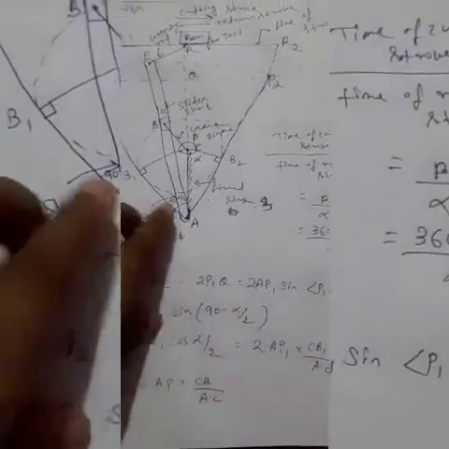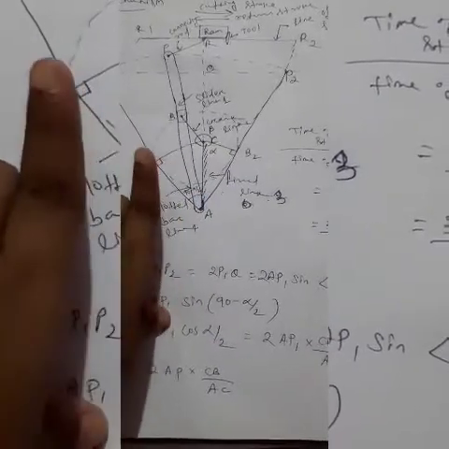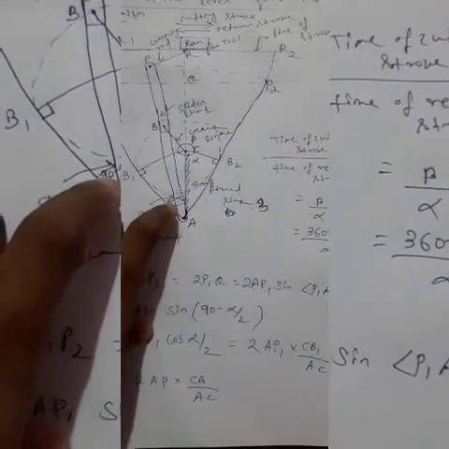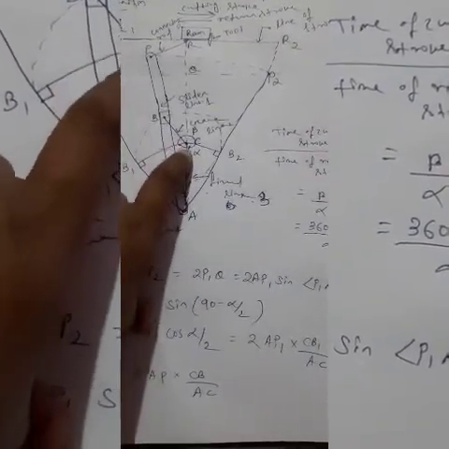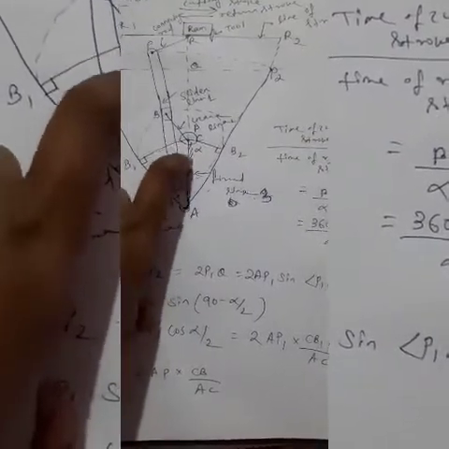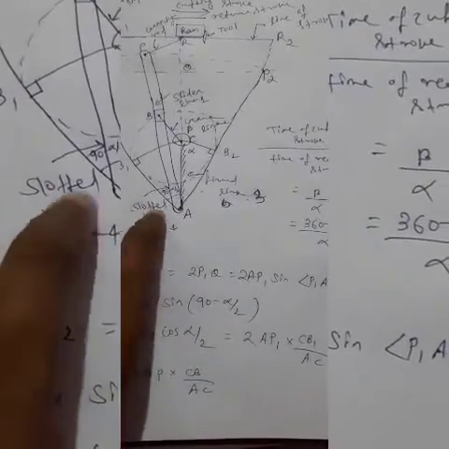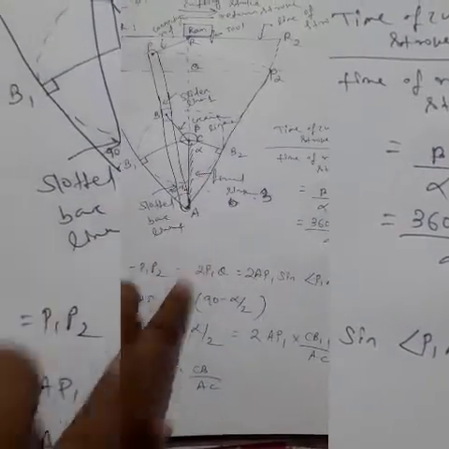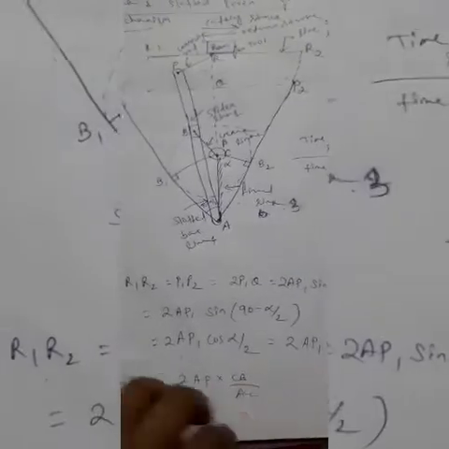Now cos alpha by 2: if we consider this triangle, cos is base by hypotenuse. This angle is alpha by 2, so this is the base, and cos alpha by 2 is CB1 divided by AC, where the hypotenuse is AC. So 2 into AP into CB1 by AC is the total length of stroke.